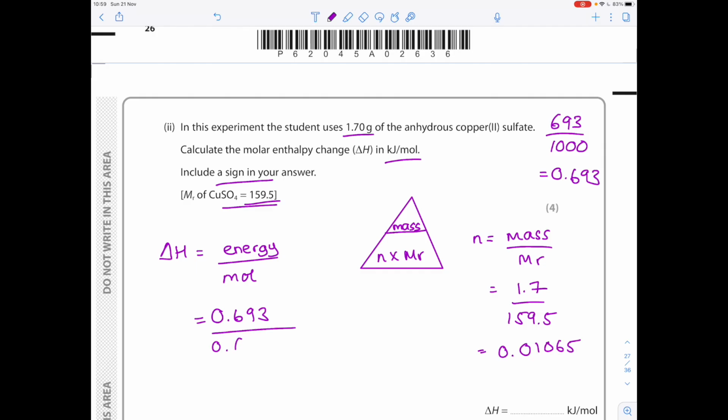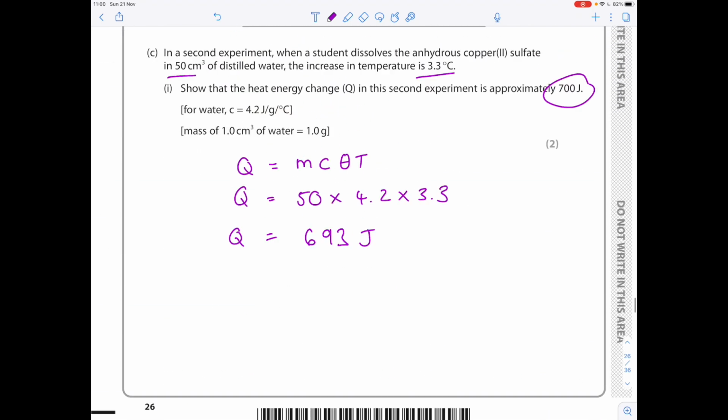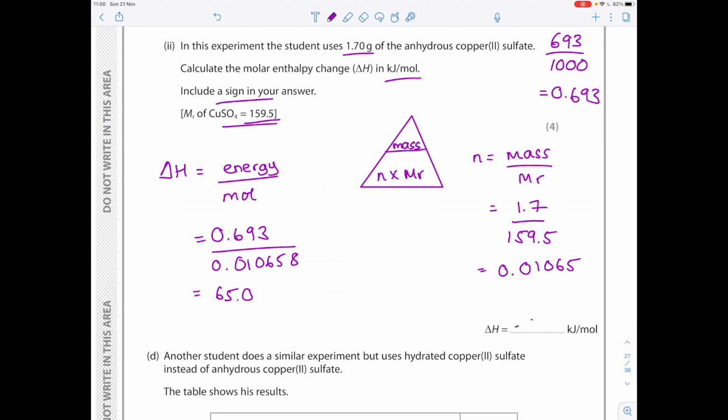Don't round that number. So that's our number of moles, so we can pop that here and then just finish off that calculation to get 65.0. And we need a sign in our answer. So we know it's an increase in temperature, which means it's an exothermic reaction. So we need a negative sign here.